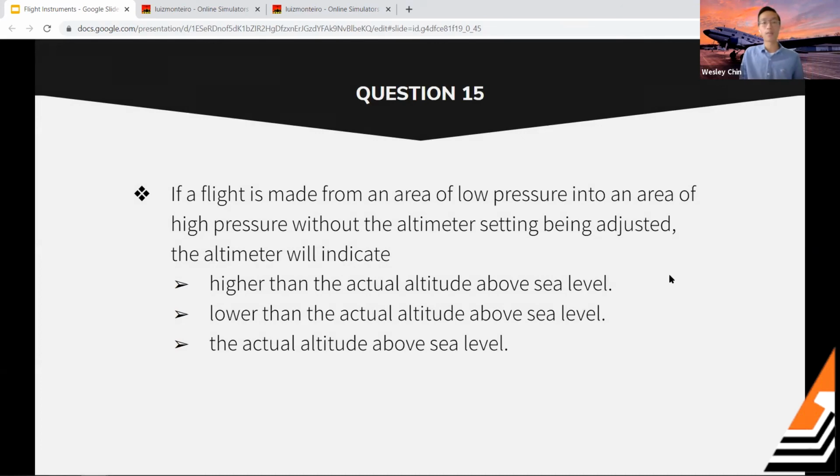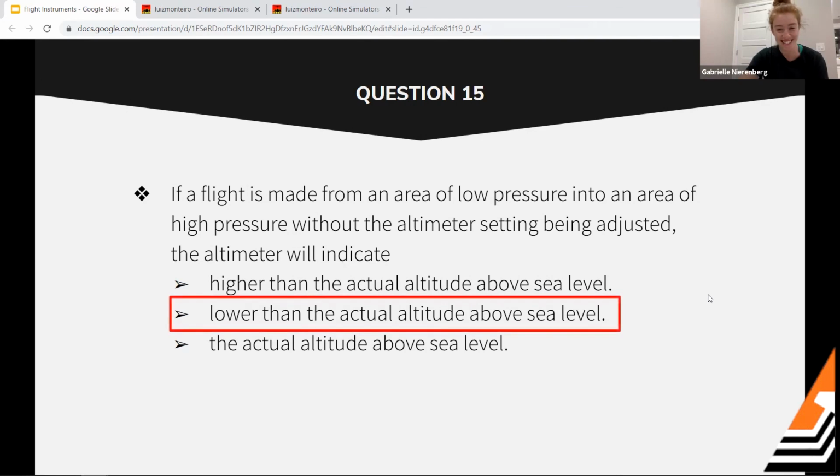Awesome. All right, and the last one I've got here for you guys, I think we had a similar question earlier. Now, let's say if we have a flight made from an area of low pressure into an area of high pressure without adjusting the altimeter setting, what's going to happen there with the altimeter? Yeah, letter B. Yep. Yeah, letter B, second one. Yeah, the altimeter will indicate lower than your actual true altitude above sea level. All right, sounds good. You guys did a pretty good job with all these questions there. That can definitely print your written.